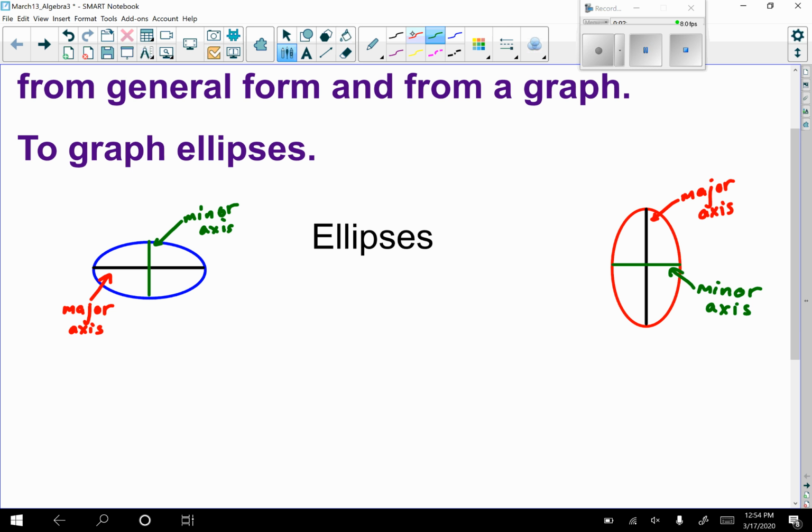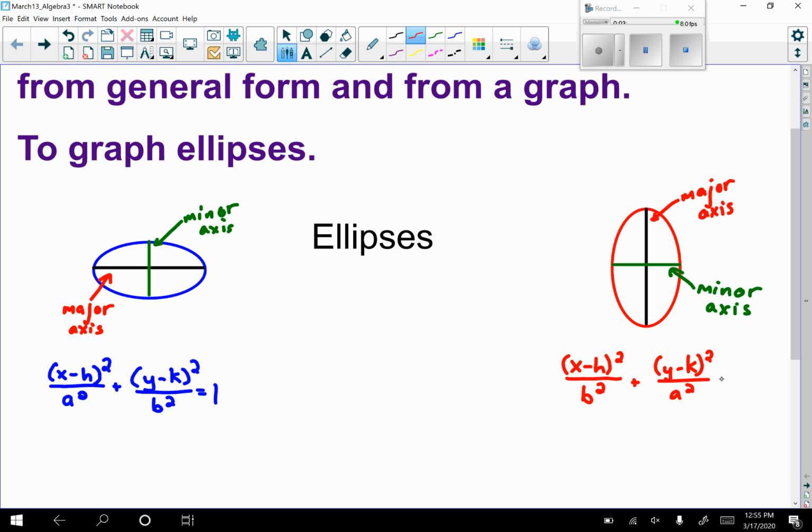So our equation in HK form is going to be x minus h, the quantity squared, over a squared, plus the quantity y minus k squared over b squared equals 1. When our major axis is vertical, the numerators stay the same, so we're still going to have x minus h squared, but this time it's going to be over b squared, and there's always plus in the middle, y minus k squared over a squared equals 1.